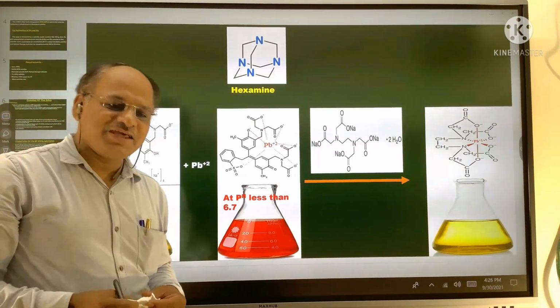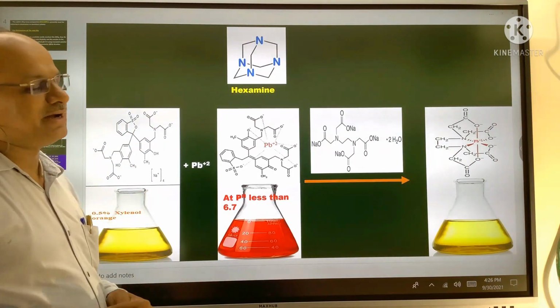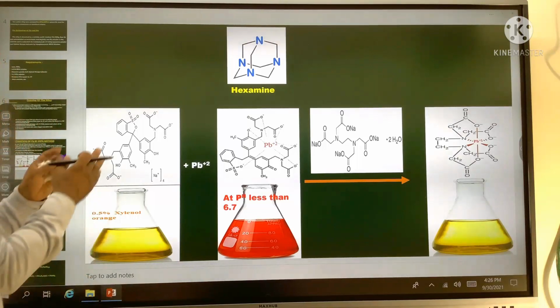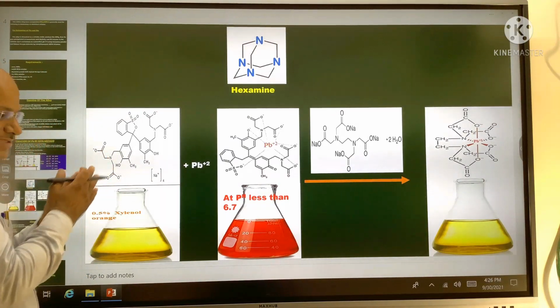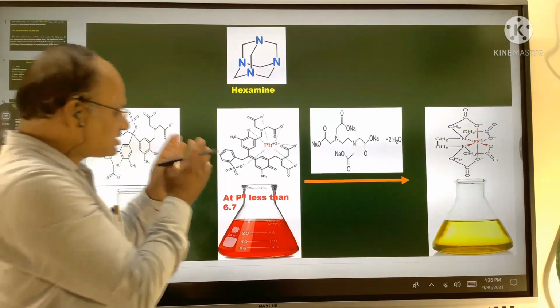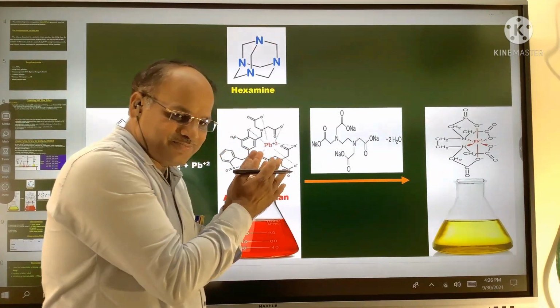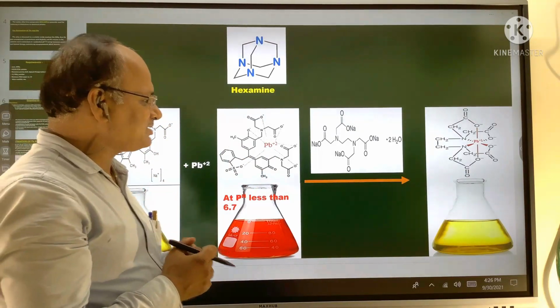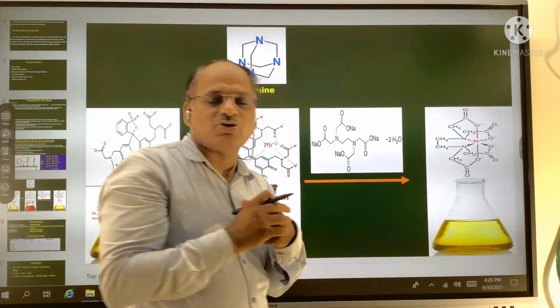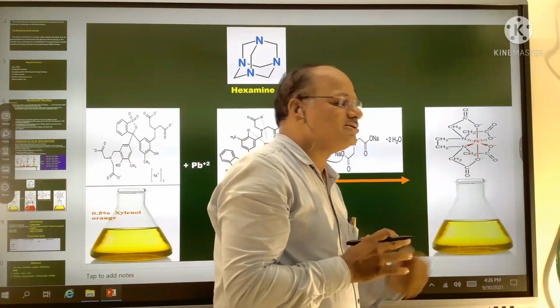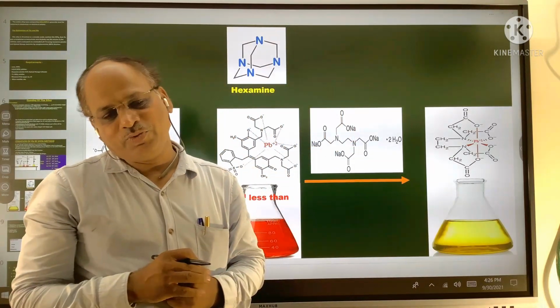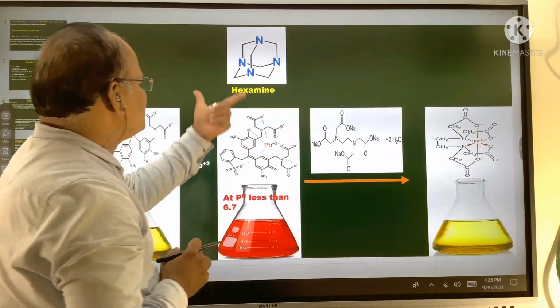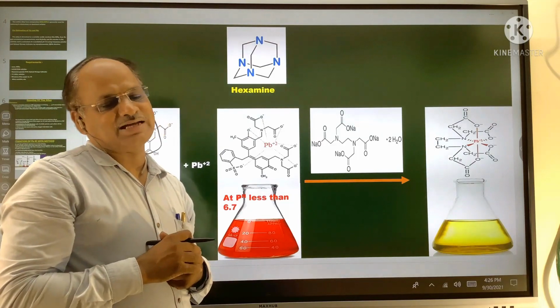Then here I have given the structures of the hexamine, the structure of the sodium salt of the xylenol orange, then the structure of the lead salt, lead with xylenol orange, that is a complex. Then I have taken the sodium salt of the EDTA, and it is the complex of the lead with EDTA. Here you see the structure of the hexamine.